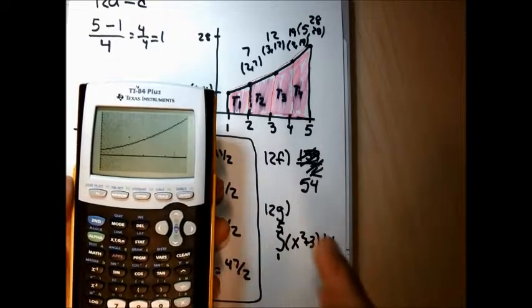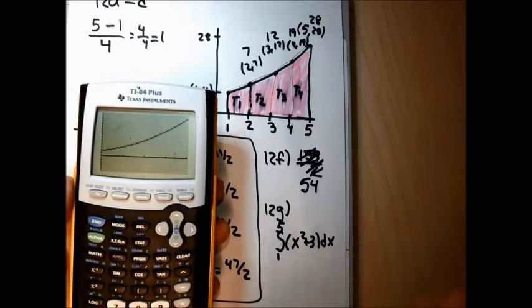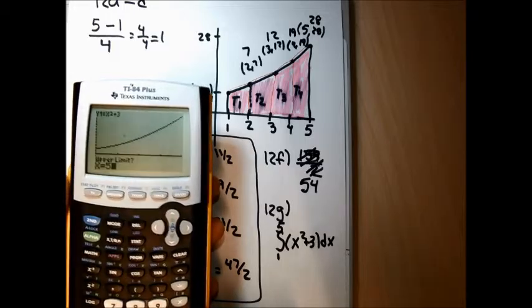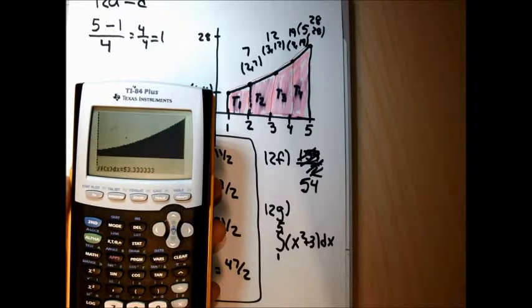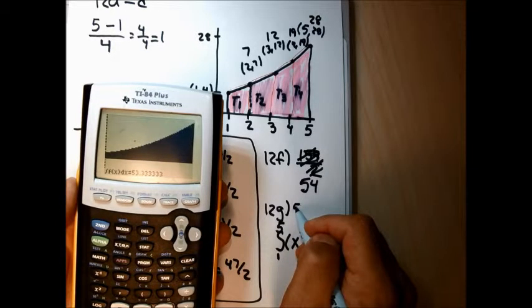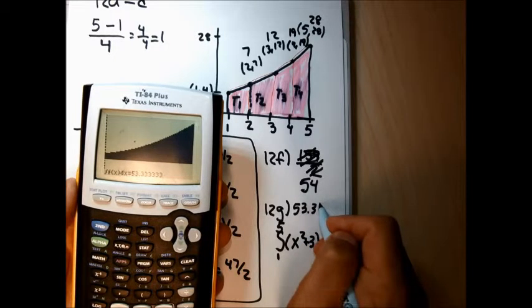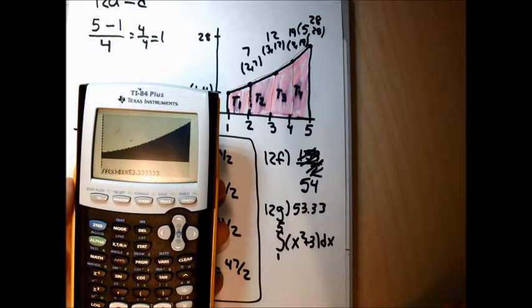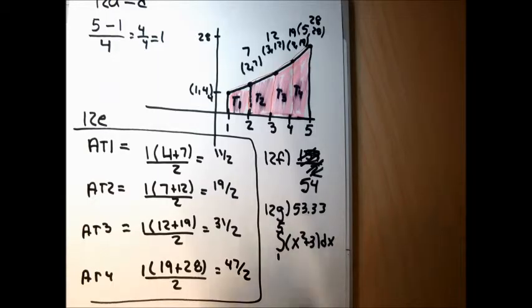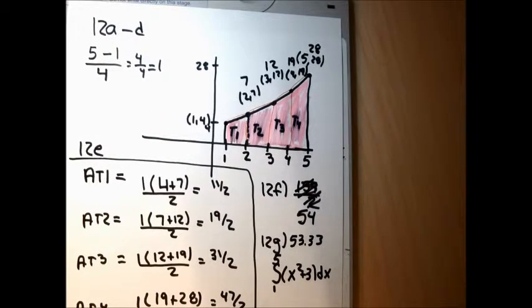So there's my y equals, there's my graph. Second calc, go down to option 7, integrate from 1 to 5, and hopefully it's like 53 point something. That's beautiful. So 53.33 rounded to 2 decimals. And there's no work you have to show for part G. So that's everything for number 12.